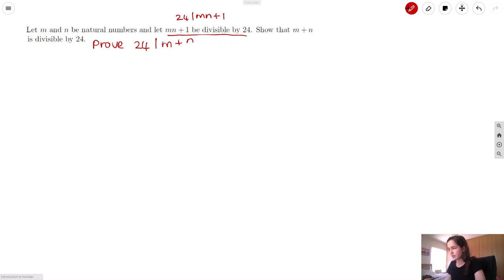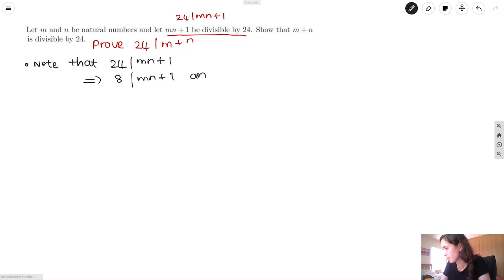Okay, so firstly we can note that 24 dividing mn plus 1 implies that 8 divides mn plus 1 and 3 divides mn plus 1. The reason we're taking 8 and 3 is because they are coprime factors of 24. So we want to split 24 up into its divisors and look at mn plus 1.